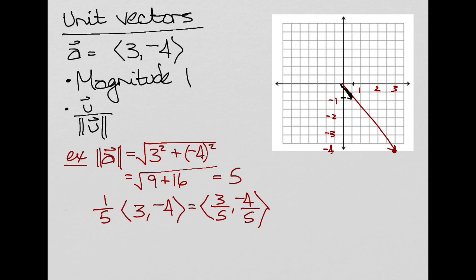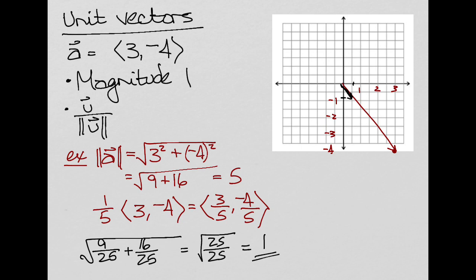And just to convince you of that, let's take a look at the magnitude of 3/5, negative 4/5. 3/5 squared and negative 4/5 squared. Negative 4 squared is 16. And I get the square root of 25 over 25, but 25 over 25, that's 1. Square root of 1 is 1. So 3/5, negative 4/5 is indeed a unit vector.